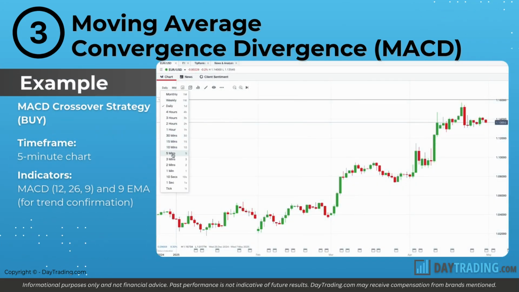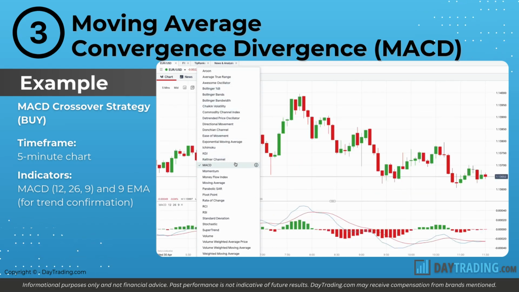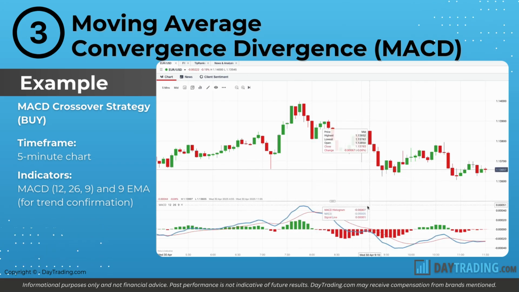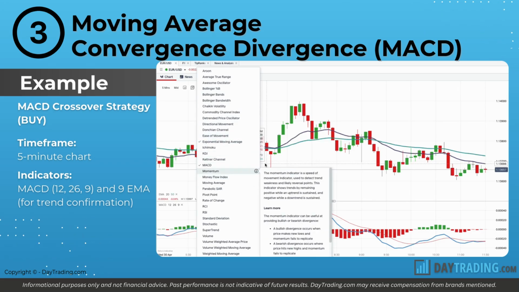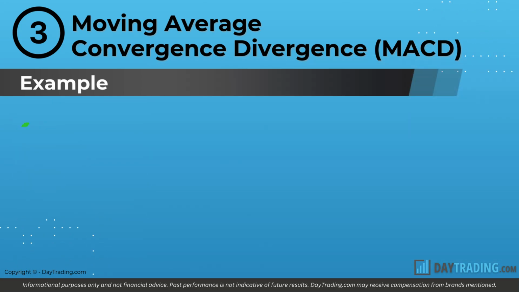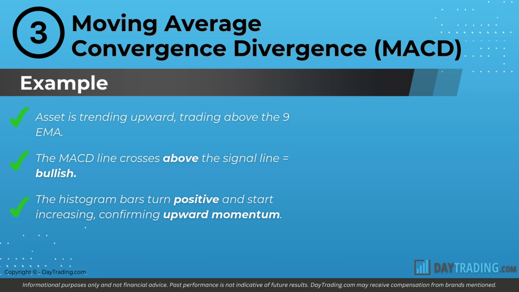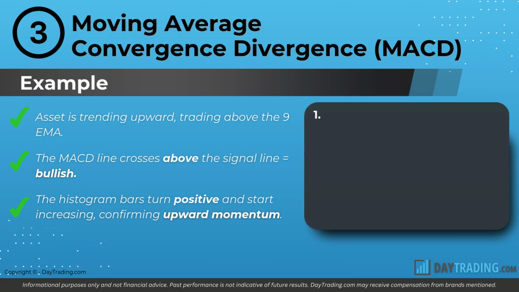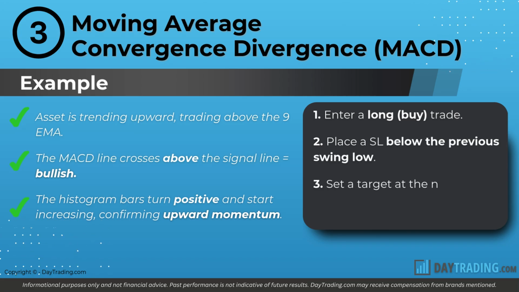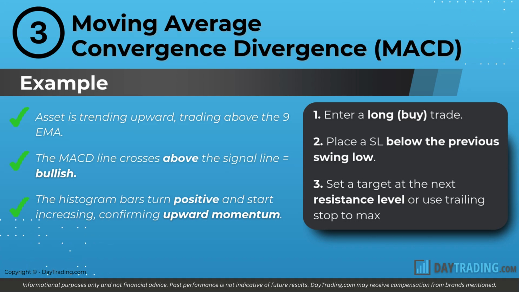Let's try an example of the MACD crossover strategy for a buy trade. On a 5-minute chart, apply MACD lines, 12, 26, 9, and a 9 EMA for trend confirmation. The asset is in an uptrend, trading above the 9 EMA. The MACD line crosses above the signal line, signaling a bullish crossover, and the MACD histogram bars turn positive and start increasing, confirming momentum. Enter a long buy trade at this point and place a stop loss below the last swing low. Set your target at the next resistance level or use a trailing stop to maximize profits.